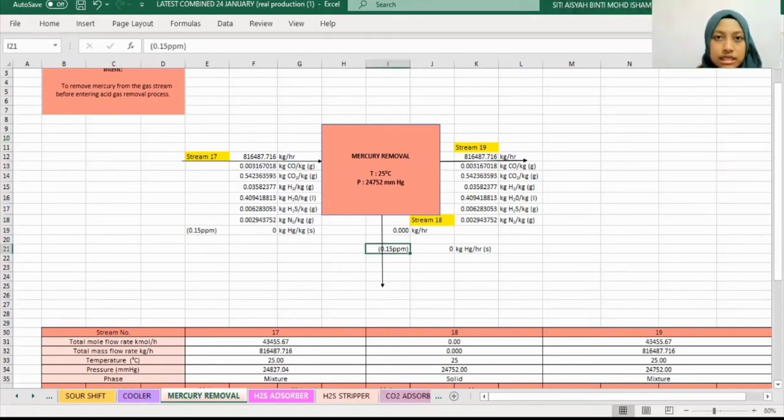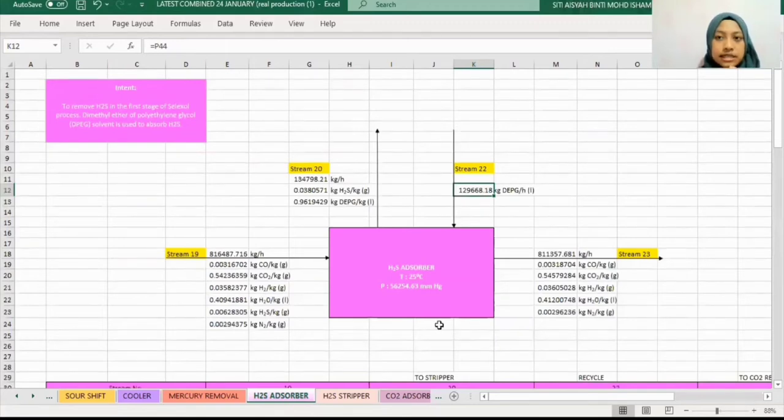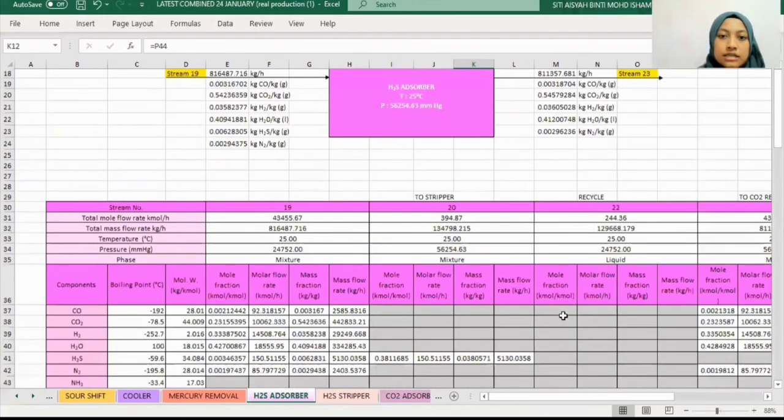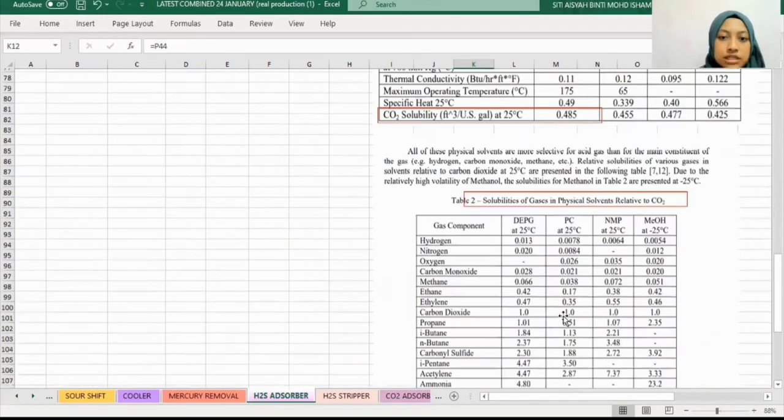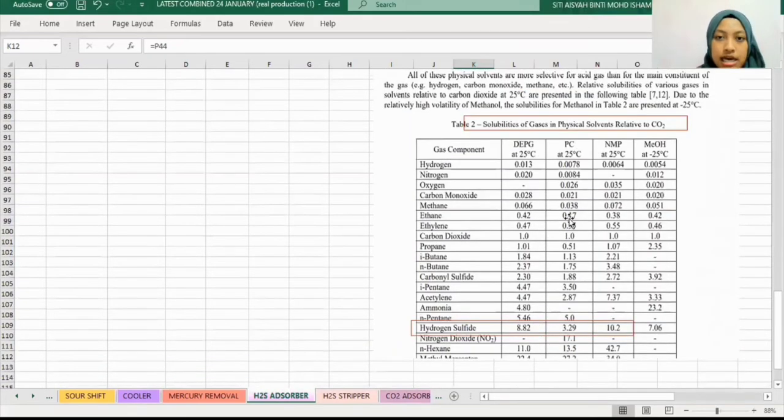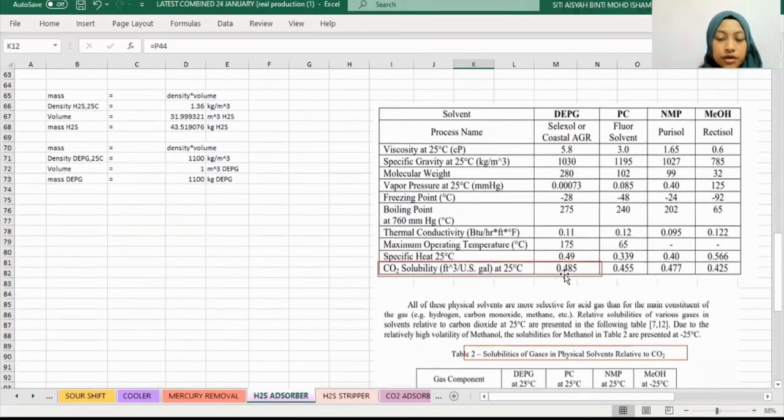For the acid gas removal process, Haldor Topsoe uses a dual-stage Selexol process to remove hydrogen sulfide and carbon dioxide. In the first stage of the Selexol process, stream 19 enters the H2S absorber and 129,668.18 kg per hour DPEG enters the H2S absorber. DPEG will absorb H2S out of the stream and will enter the stripper, and the remaining components will enter the CO2 absorber. Extra information for this unit is that the solubility of H2S is 8.82 and the solubility of CO2 is 0.485.